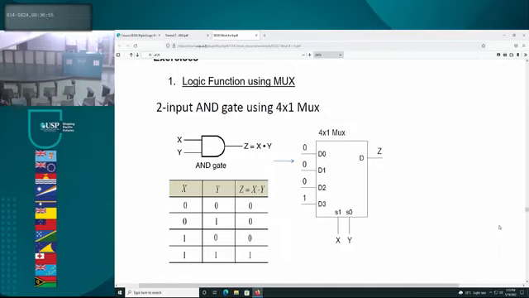So we just place the outputs into this over here, and that 4x1 mux will then start to act like an AND gate. Right? But what is the condition? The inputs have got to be fed in. All right? Okay, so that's a 2-input AND gate.